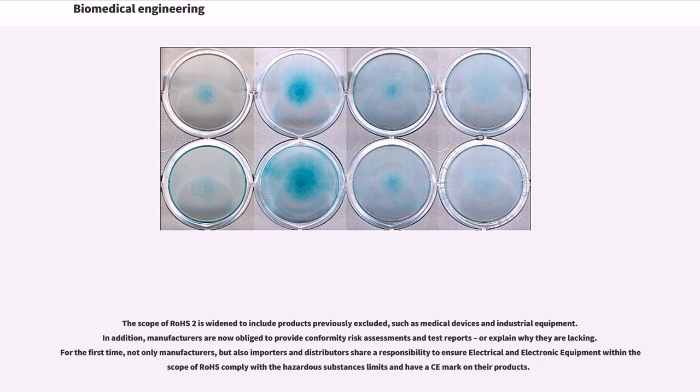The scope of RoHS2 is widened to include products previously excluded, such as medical devices and industrial equipment. In addition, manufacturers are now obliged to provide conformity risk assessments and test reports, or explain why they are lacking. For the first time, not only manufacturers, but also importers and distributors share a responsibility to ensure electrical and electronic equipment within the scope of RoHS complies with the hazardous substances limits and has a CE mark on their products.